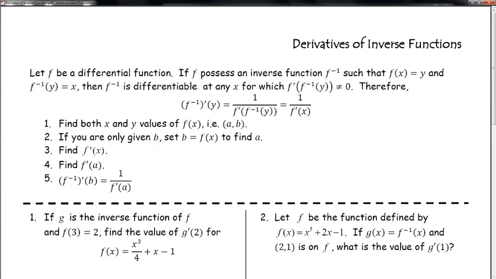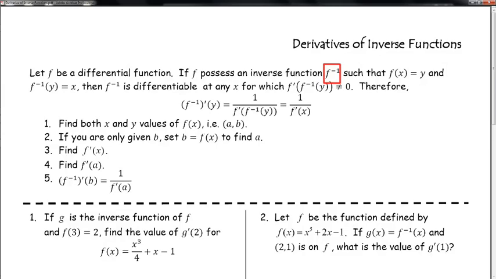Alright, in our next unit, which is a smaller unit, we're going to be talking about inverse functions. And so again, an inverse is when you flip the x and y coordinates. Let f be a differentiable function. If f possesses an inverse function, and we notate that by f to the -1, that means inverse, it doesn't mean derivative, such that f of x is equal to y, then the inverse is f inverse of y is equal to x. So the inverse gives you the x coordinate where the parent function gives you the y coordinate.